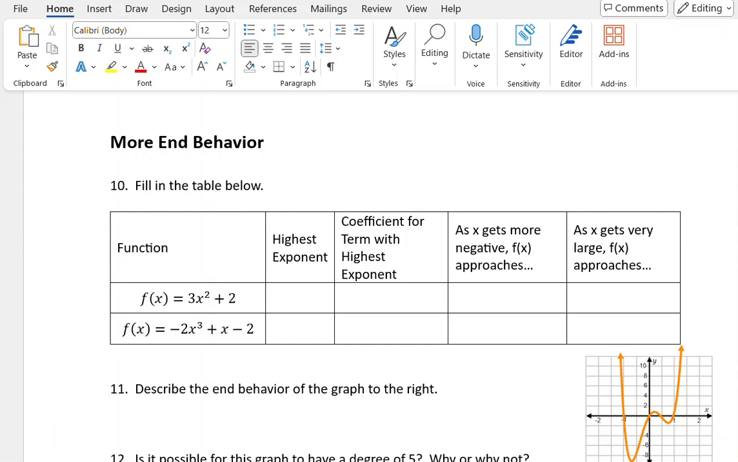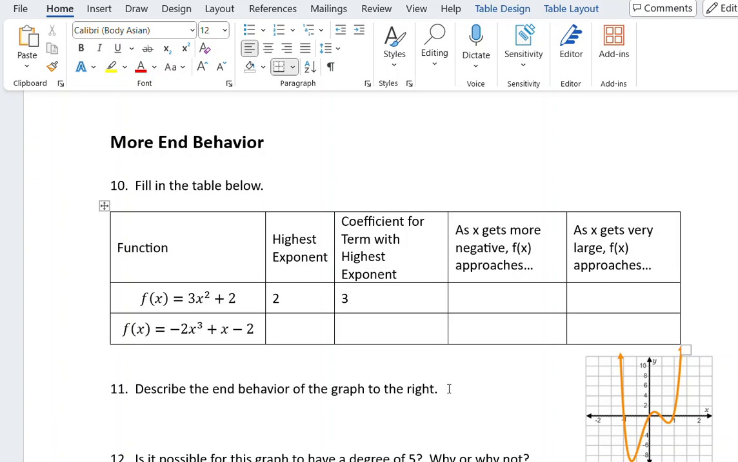In this video, we're going to do some end behavior practice problems. For the first problem, we're going to fill in the table. So our first function is f of x equals 3x squared plus 2. My highest exponent in that polynomial is 2, and the coefficient for the term with the highest exponent is 3. So 2 is the highest exponent, then I look at the number in front where the exponent is 2, and that is 3. So what that means is that my highest exponent is even and the coefficient is positive.